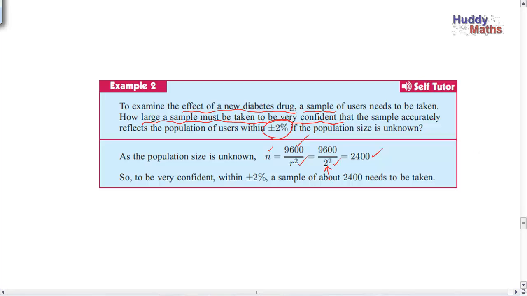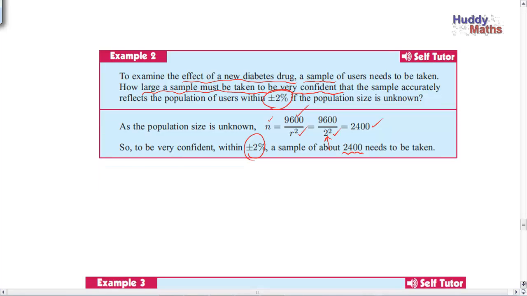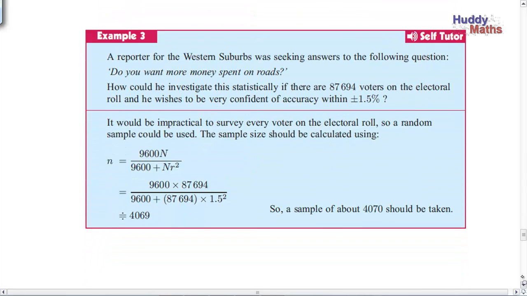But then your estimated usage here, or the effect, would not be as good. It would be only within 10%. Okay, so to be very confident that it's within 2% either way, we need to actually take 2,400 people. All right, let's have a look at you having a go in a minute, and let's look at this one.